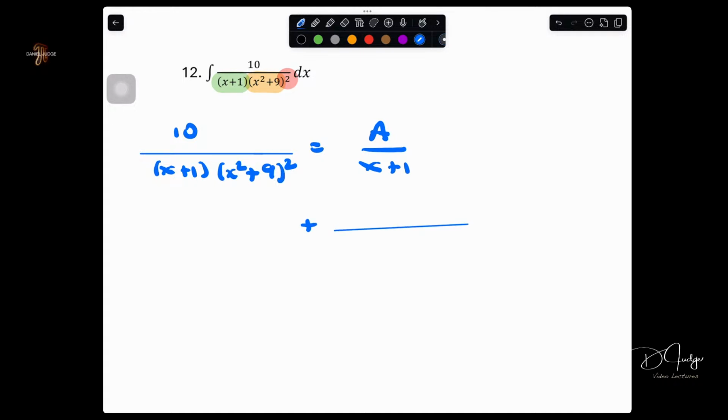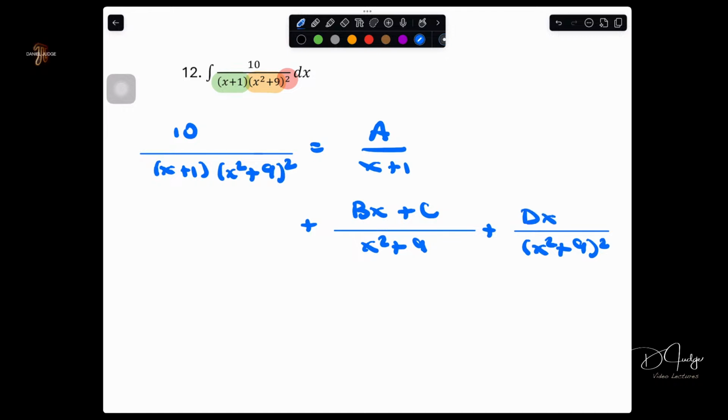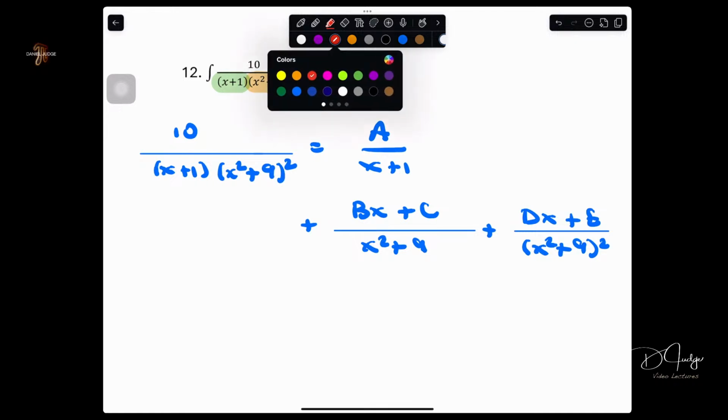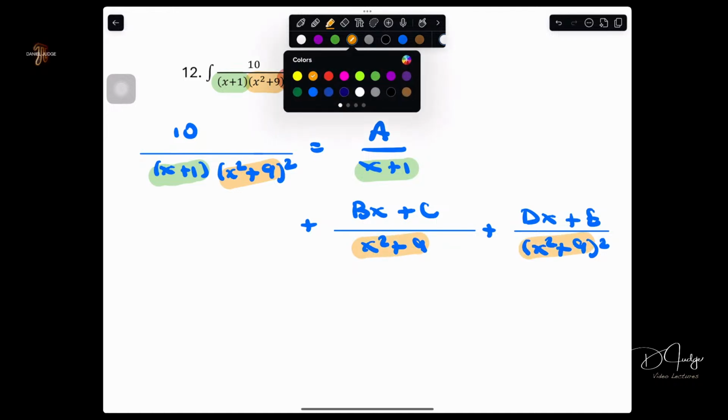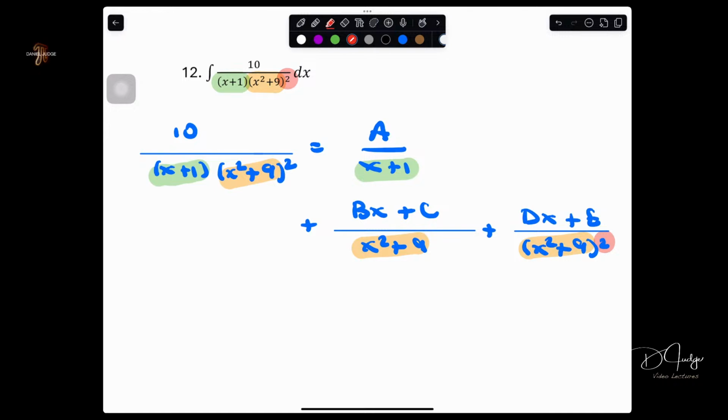Now let's deal with the repeated quadratic. x squared plus 9 to the first power plus x squared plus 9 to the second power. You get Bx plus C plus Dx plus E. Linear, first power, second power. Repeated linear.